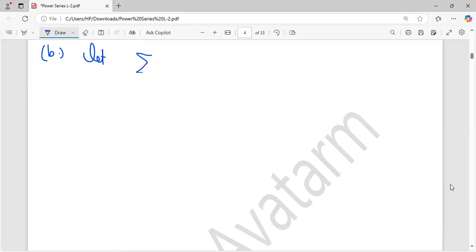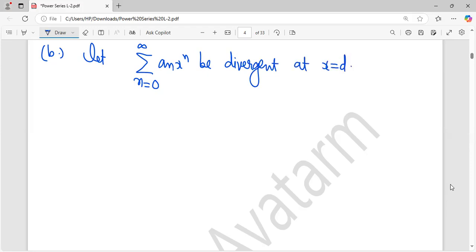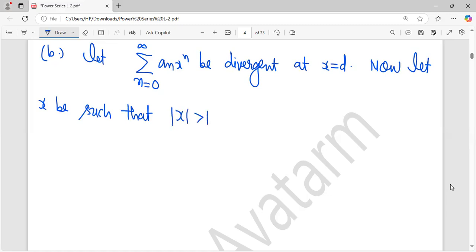Let this series be divergent at x is equal to t. Now let x be such that the absolute value of x is greater than the absolute value of t.